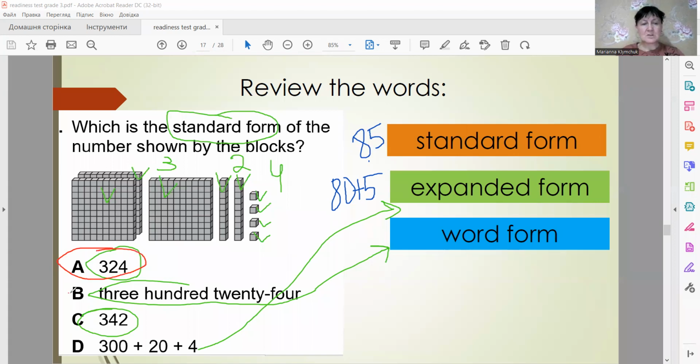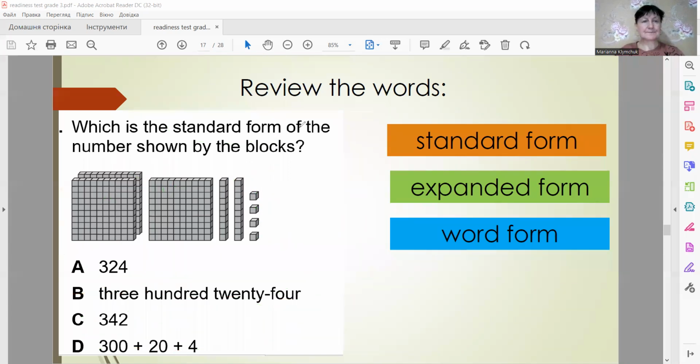So this is your number, 324. The other choice is not your answer because these are the words. This one is not your answer because this is expanded form. You just choose between two. But it's not 42, it's 324, because you see 2 tens and you see 4 ones. Again, everything you see with your eyes. Okay, let's move to the next.